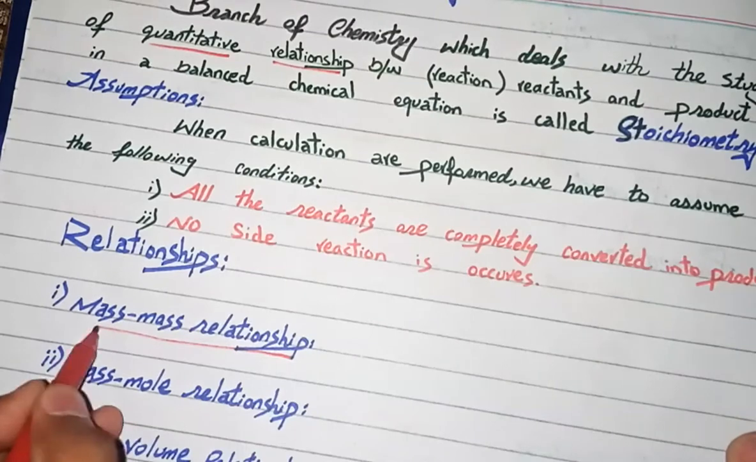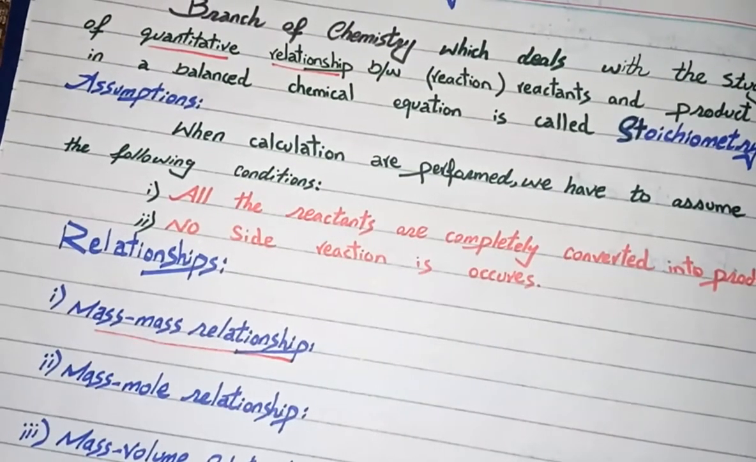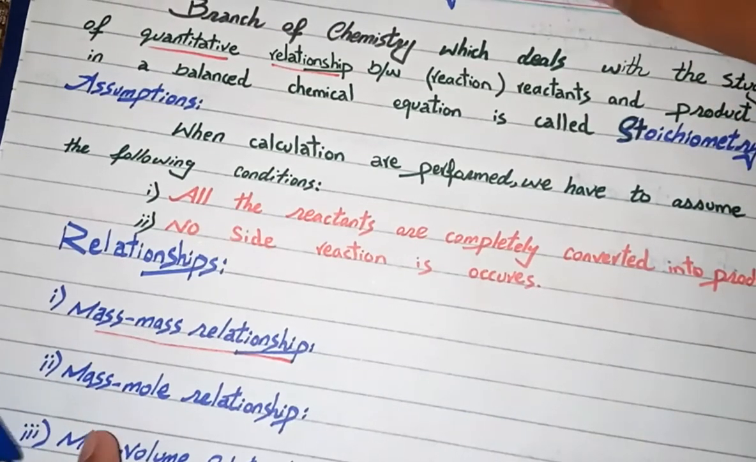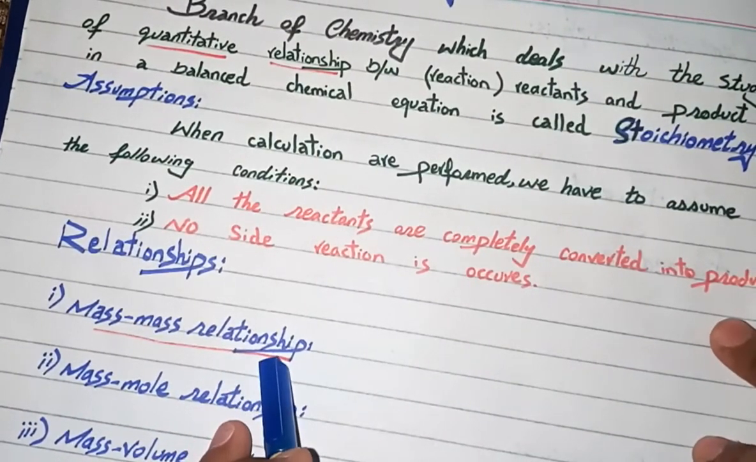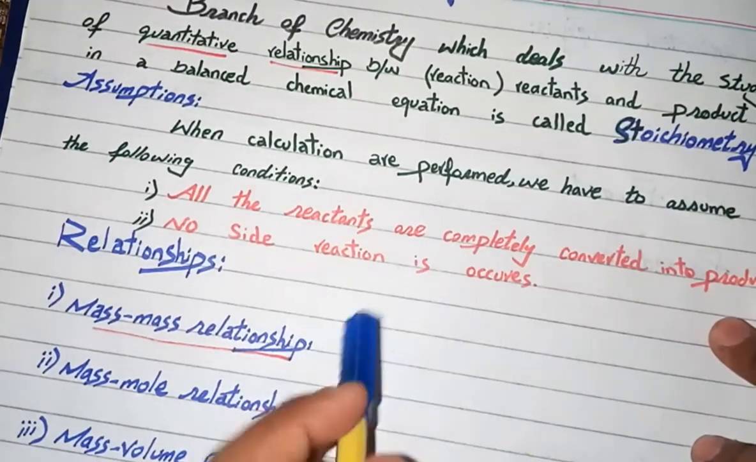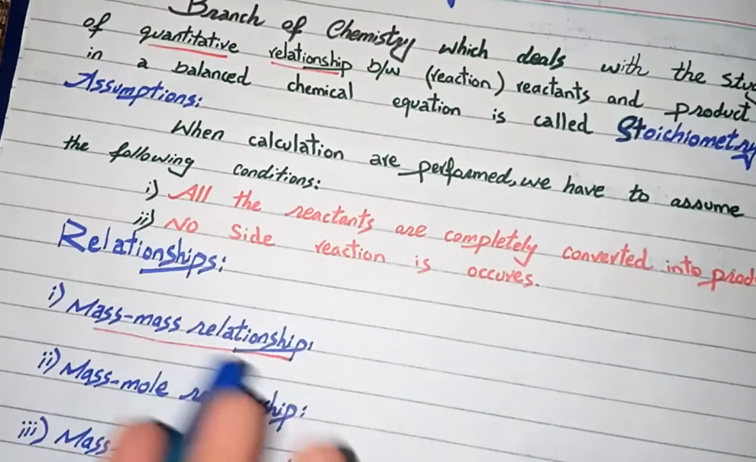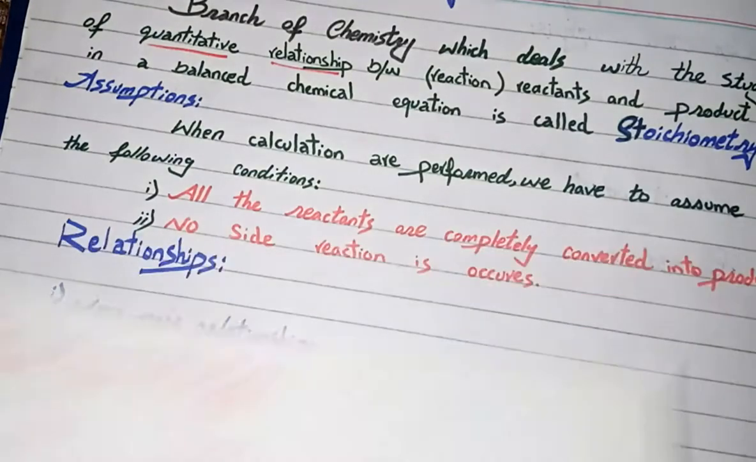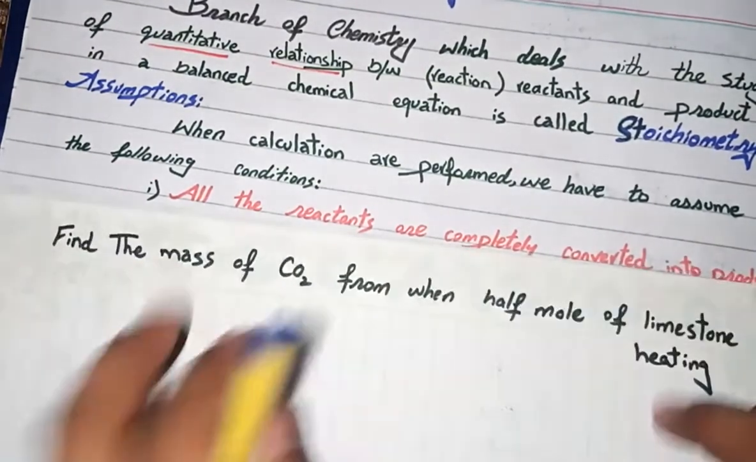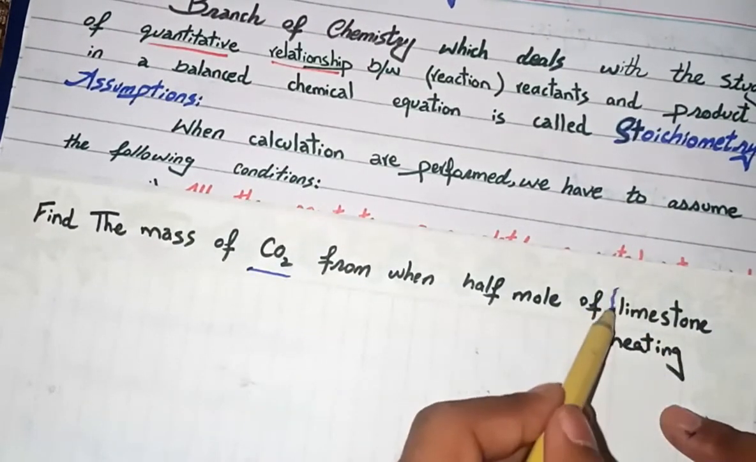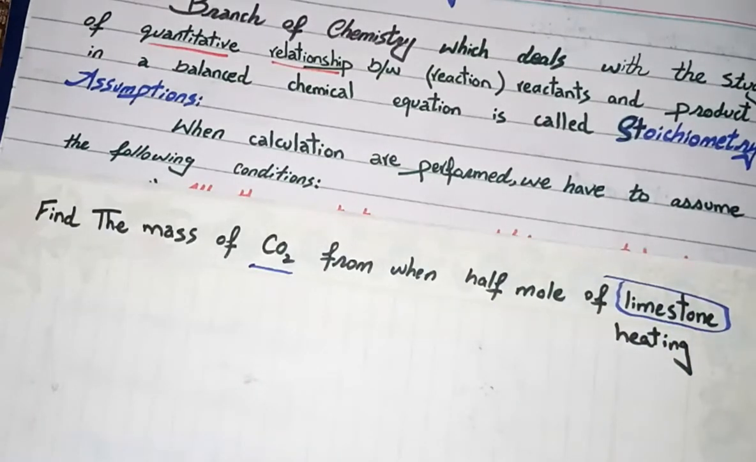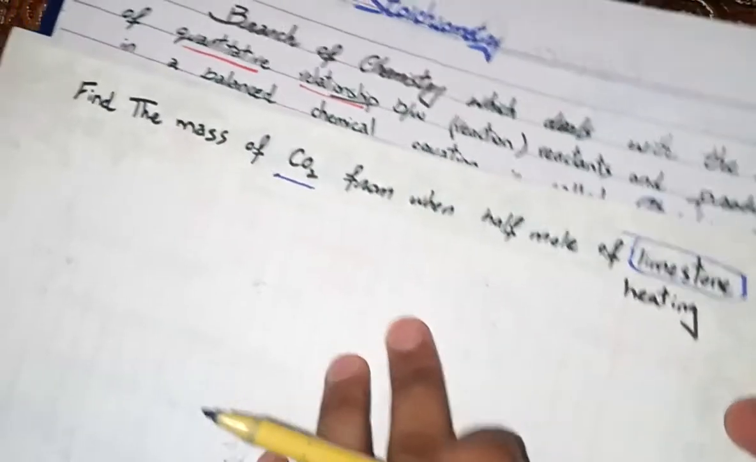First is mass relationship. How can we define mass relationship? In it, if we are given the mass of one substance, we can calculate the mass of another substance involved in the chemical reaction. Let's suppose this example, in which we find the mass of CO2 from limestone. Now we solve this question.